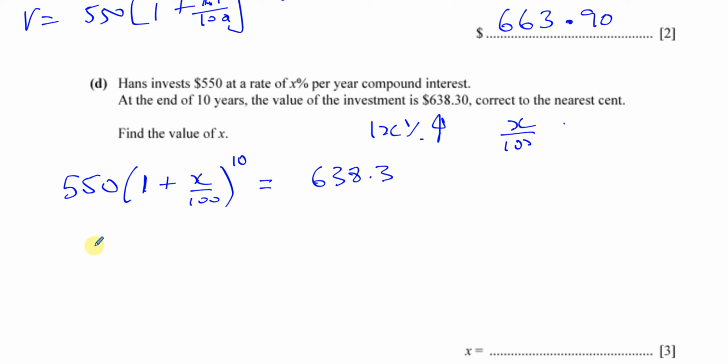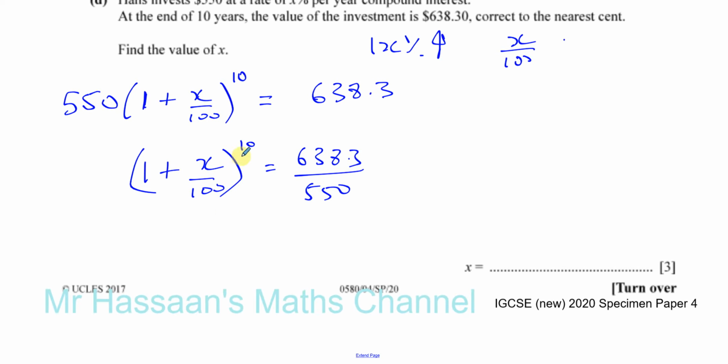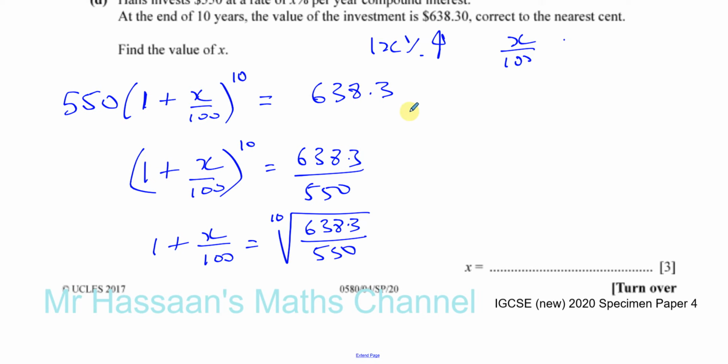So we can divide both sides by 550. So you have 1 plus x over 100, all to the power of 10, is equal to 638.3 over 550. Now we want to get rid of this power of 10. So we have to take the 10th root of both sides. So 1 plus x over 100 is equal to, not the square root, but the 10th root of 638.3 over 550. And let me just put a line there so we can continue.